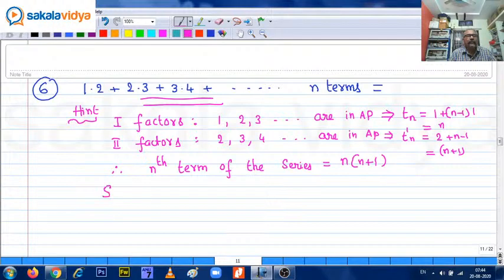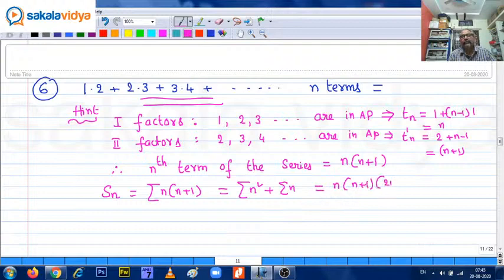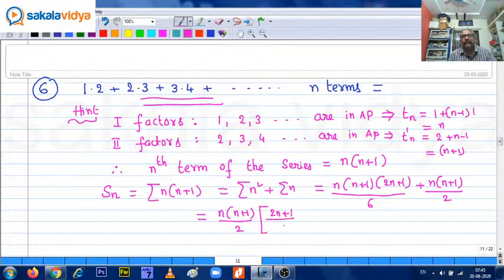If you want to find Sn, the sum to n terms, apply sigma of n times n plus 1. This we can write as sigma n square plus sigma n. Sigma n square is n into n plus 1, 2n plus 1 upon 6, plus sigma n is n times n plus 1 by 2. Let us take n times n plus 1 by 2 common. What do you get now? 2n plus 1 upon 3 plus 1.